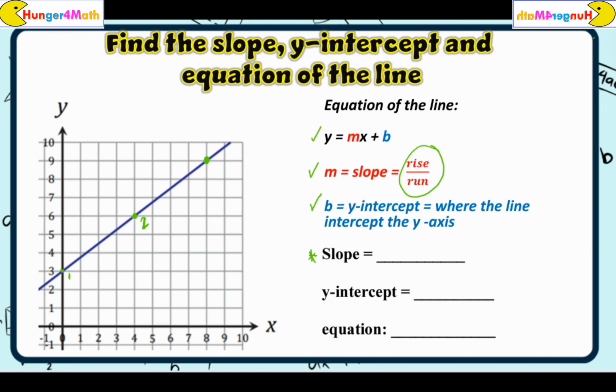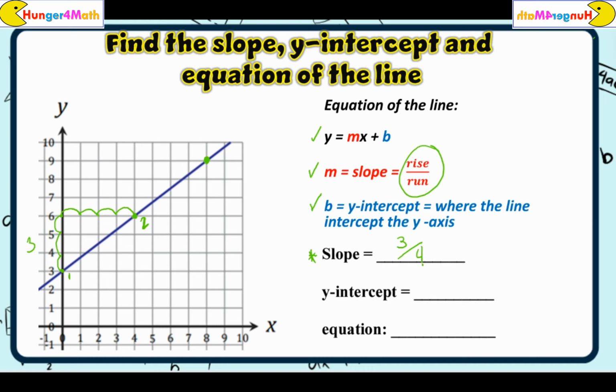Now, from the first point, for the rise, we're going to go up until we reach the level of the second point. We're going up 1, 2, 3. So the rise is equal to 3. Let's write it over here. 3 over the run. From this point, we're going to go to the second point. So 1, 2, 3, 4. So that is 4. Now the slope is 3 over 4.